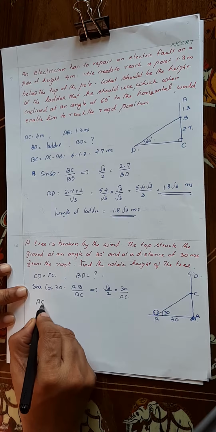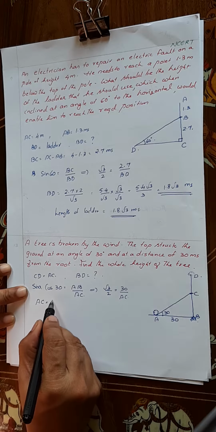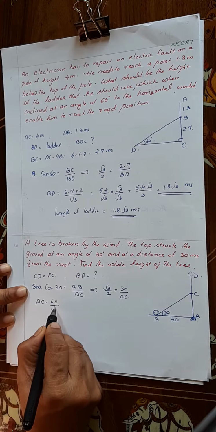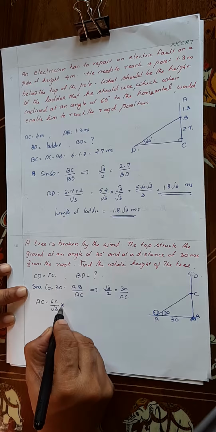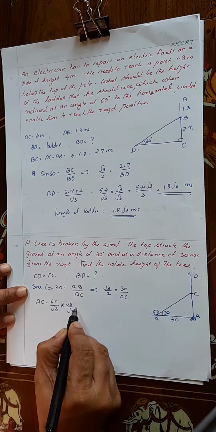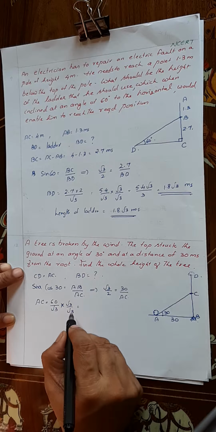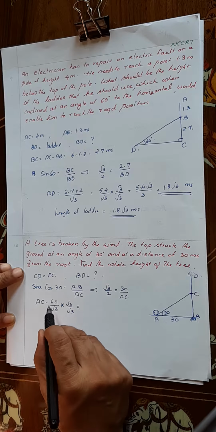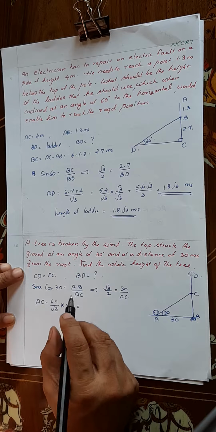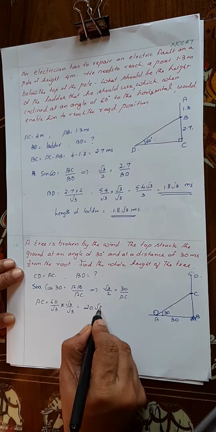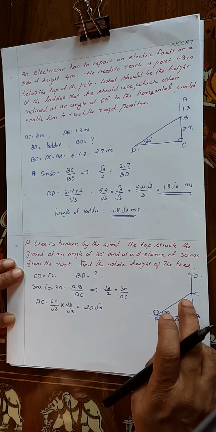So AC is equal to 60 by root 3. So same way you will multiply by root 3 by root 3. So it becomes, denominator will become 3. 60 divided by 3, 20. So this is 20 root 3. So you got AC as 20 root 3.